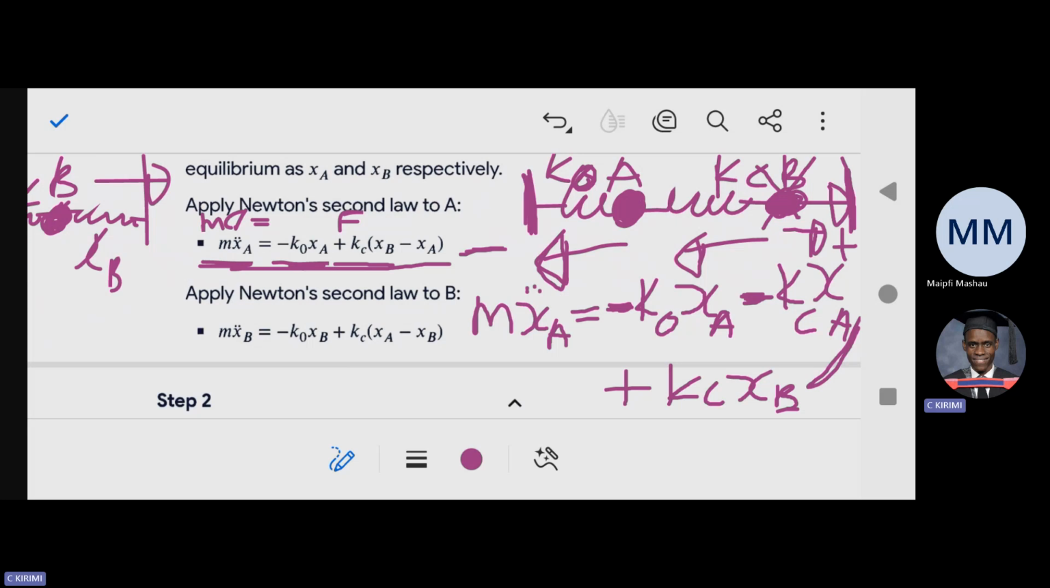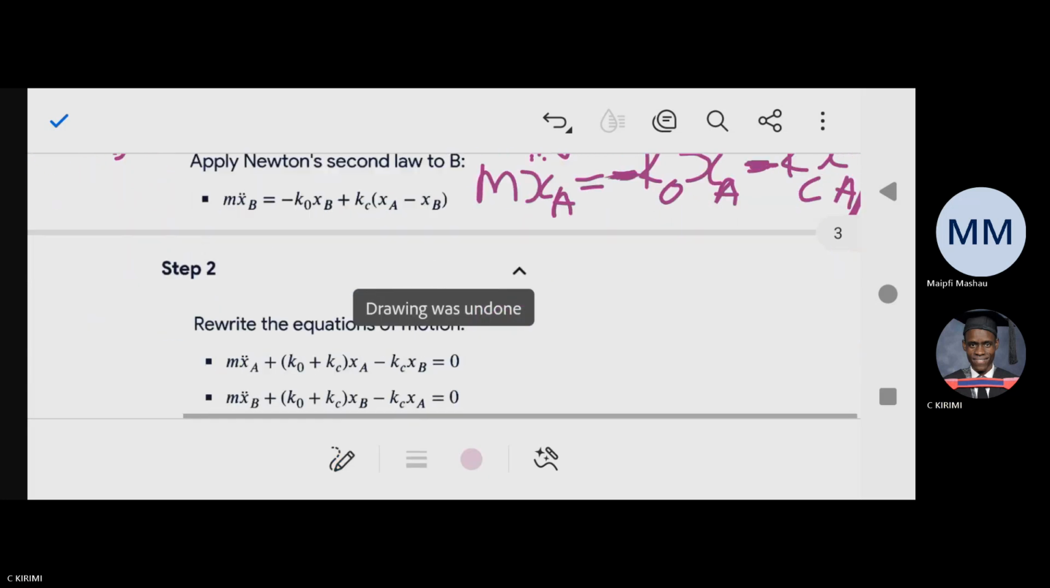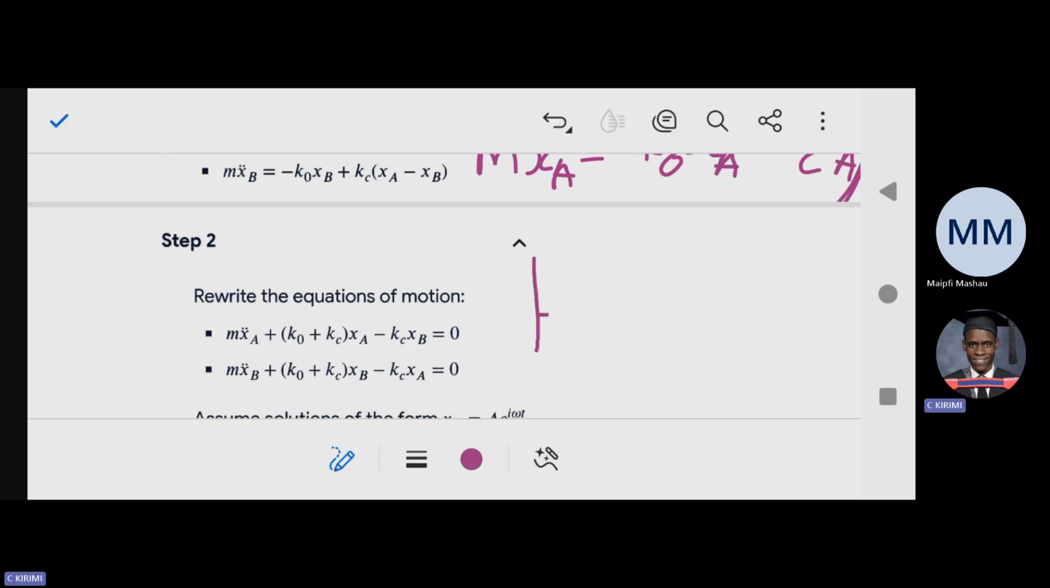Remember, the spring is not attached to anything on the right. It's just like this. Then you have your A. Then you have your coupling spring. So it does not cause any force to the right. All the forces will go there because there is nothing resisting the motion, which is going to the left.